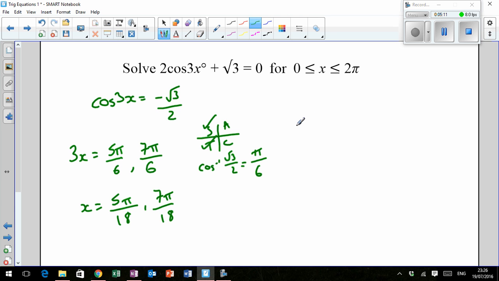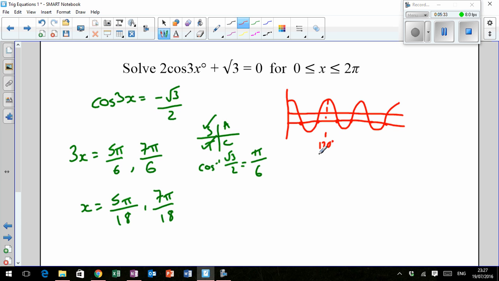Okay, now we're dealing with cos 3x. We know that in a cos 3x wave, we have 3 separate waves in between 0 and 2 pi. So our answers for root 3 over 2, we're going to have 6 of them. And the period of each wave there is 120 degrees, or in this case, 2 pi over 3. So we need to add on 2 pi over 3 each time to get our repeated answers.